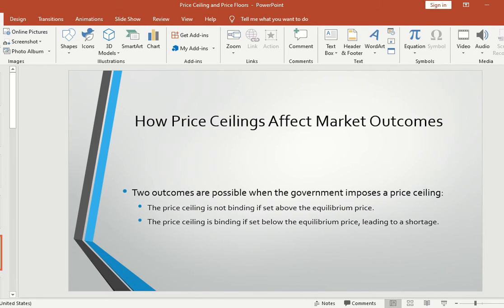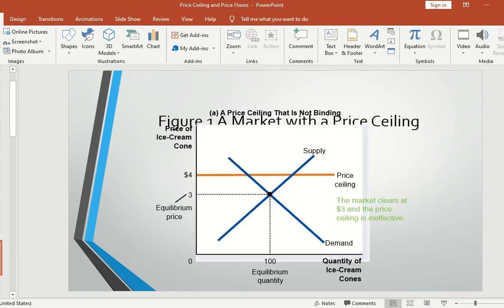So let's look at the effects of price ceilings on the market. We'll come back to this soon. Let's look at a diagram first. So this is the initial equilibrium. In a classroom setting, unless we are otherwise told, the market price is the equilibrium price, the market quantity is the equilibrium quantity.